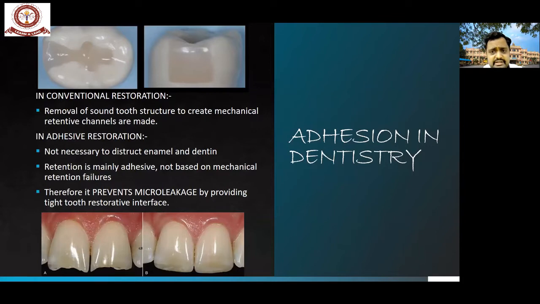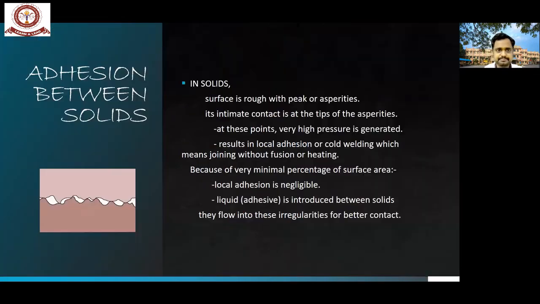Normally in restorative dentistry, in conventional traditional dentistry, we used to prepare a cavity which includes mechanical retention properties, as we give for an amalgam restoration. That mechanical form gives retention for the restoration. But nowadays adhesion plays a very important role and helps in minimally invasive dentistry. It does not remove tooth structure, and the retention is mainly adhesive and not based on mechanical features. It also prevents microleakage by providing a tight tooth restoration interface.